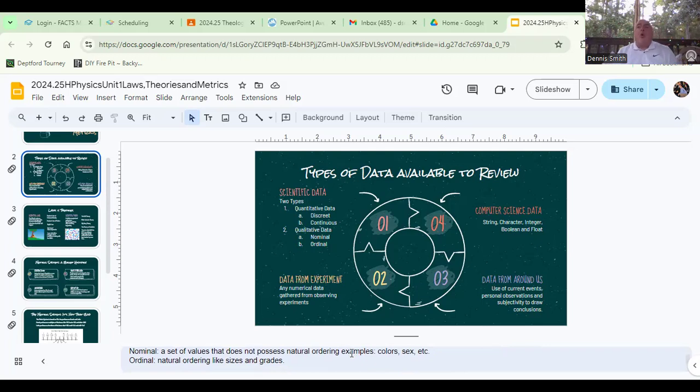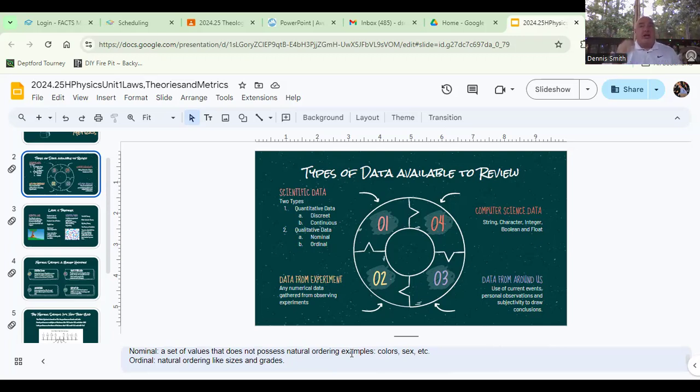And then when we talk about ordinal, we're talking about natural ordering. We're talking about sizes: small, medium, large, extra large, 2x, 3x, 27x, like me, and grades. We talk about grades because grades have a natural order to them. We have very specific ranges, like 93 to 100 is an A, 85 to 92 is a B, things of that nature. So there's a natural order to the things that go to it.